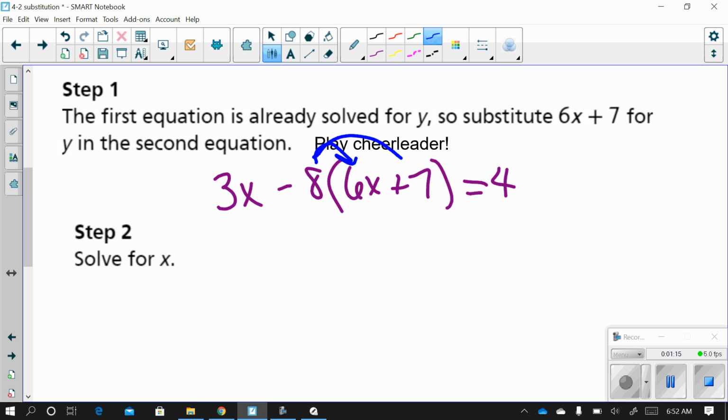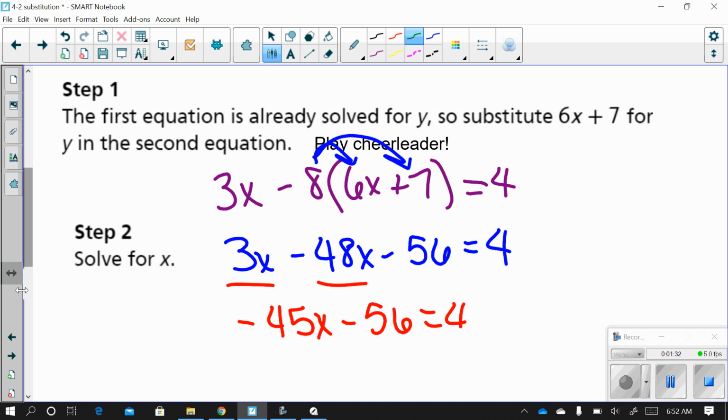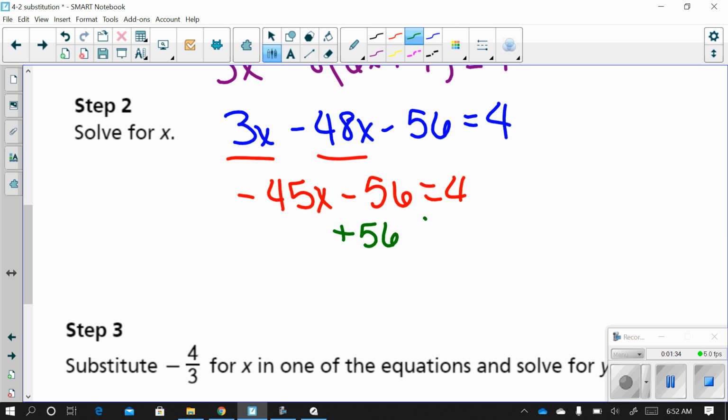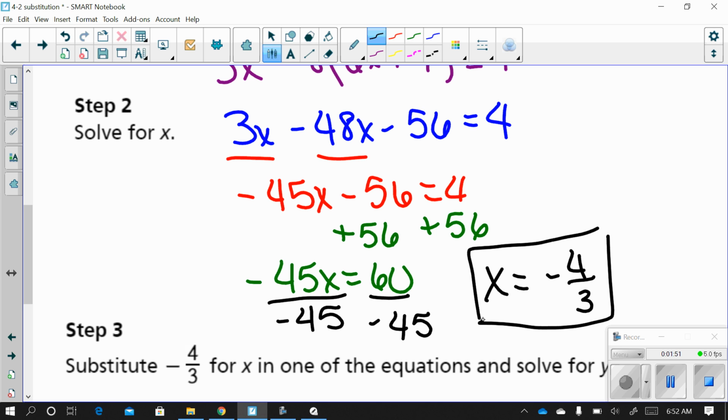We start by distributing. So 3x minus 48x minus 56 is equal to 4. Okay, we're going to combine our like terms. 3 minus 48 is negative 45x. And we need to add 56 to both sides. Negative 45x equals 60. Divide by negative 45. x equals negative 4 over 3. I'm going to highly recommend that you leave these as fractions. Turning them into decimals, you're not going to get a nice, pretty answer.